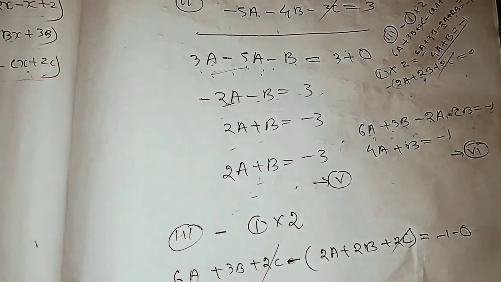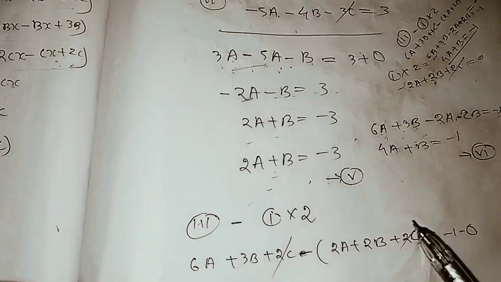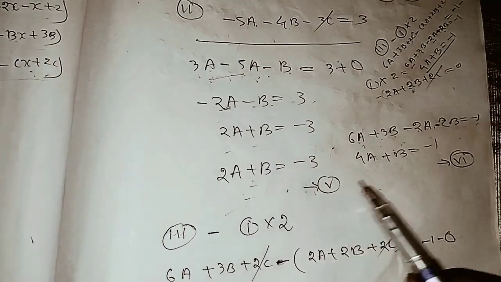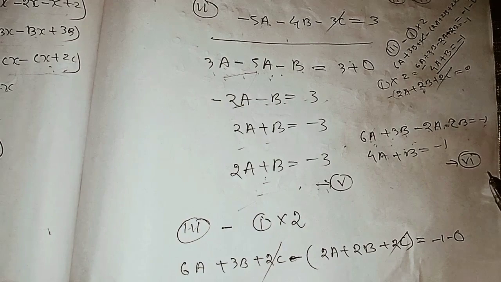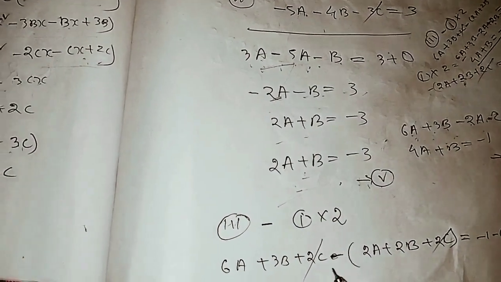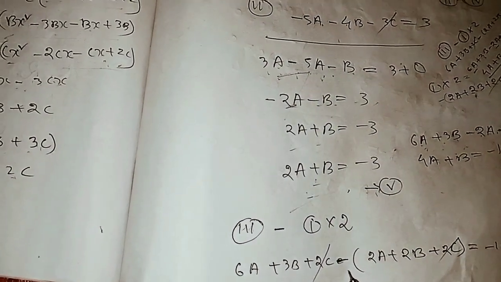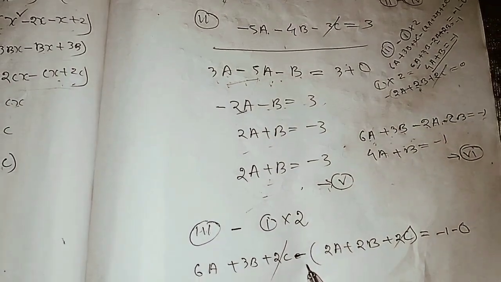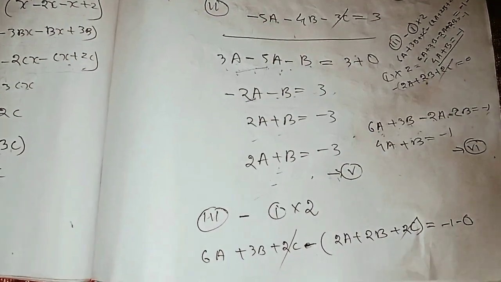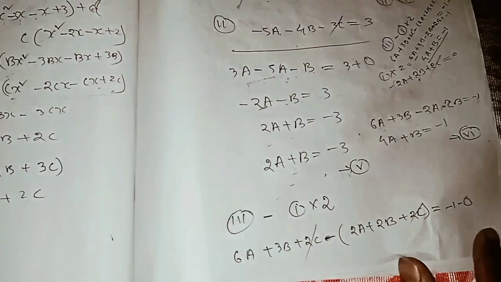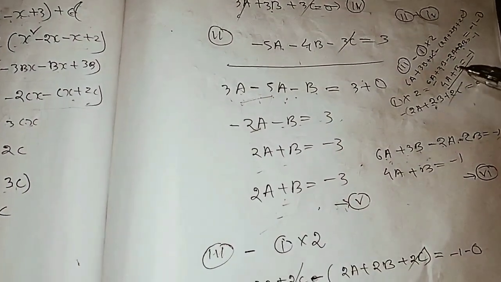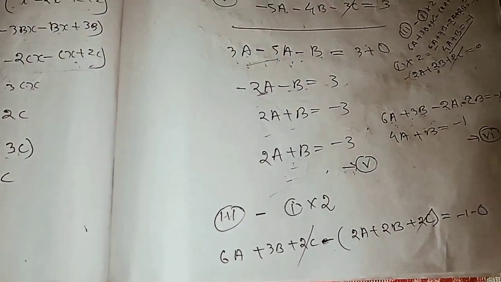Okay, so you can see this is equation number what? Fifth, and equation number six. So 6a plus 3b minus 2c. This is equation number what? Okay, this same thing I do here. Broadly, you can see this same process continues here.